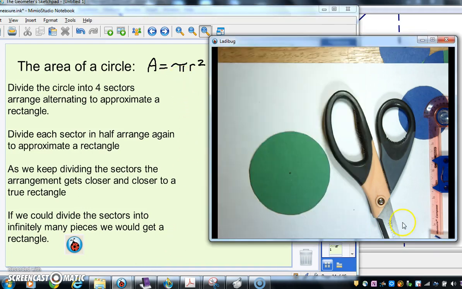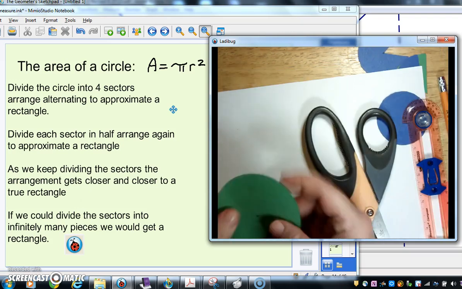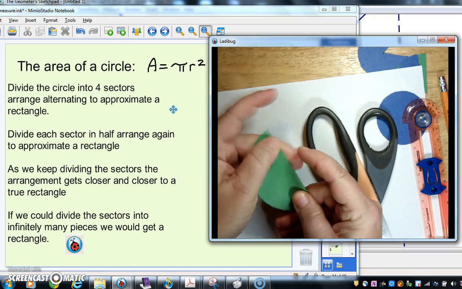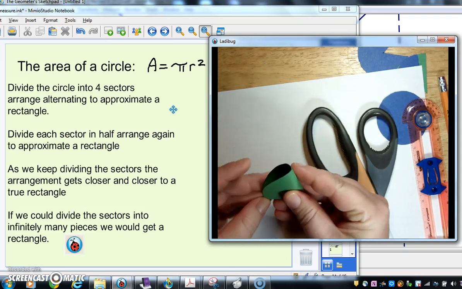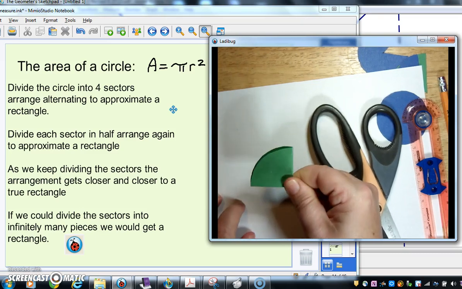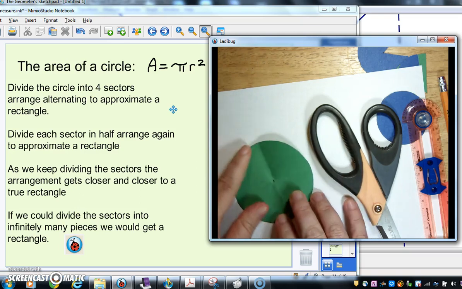Area equals pi r squared. So what we're going to do is take this circle right here and divide it into 4 sectors. To do that, I'm just going to fold the circle in half, and fold it in half again. And so now I have 4 equal sectors. And then I'm going to cut out those sectors.